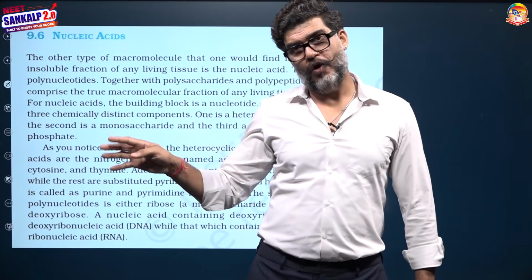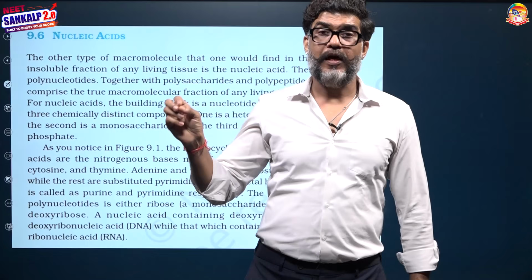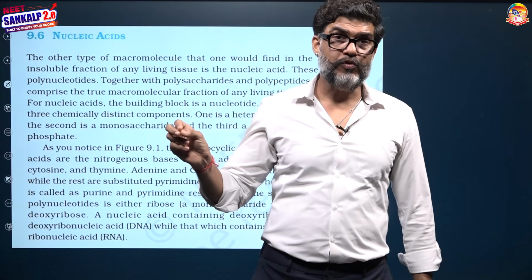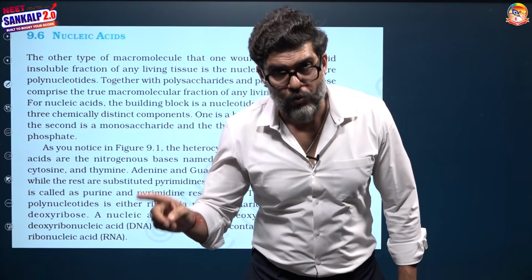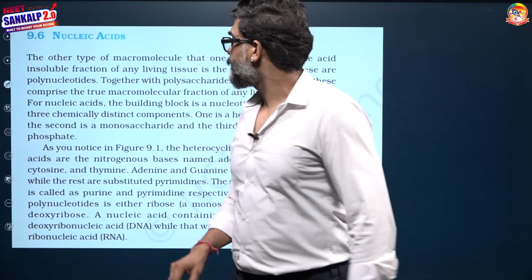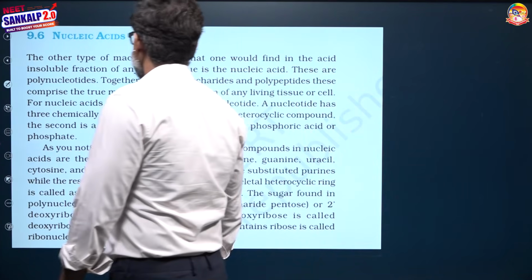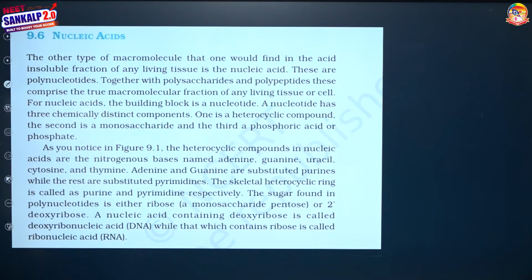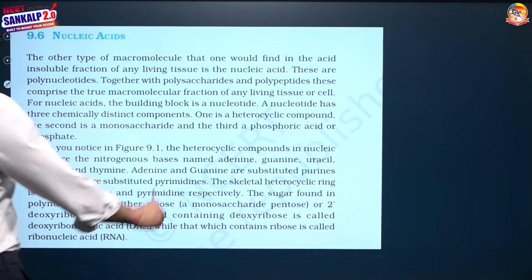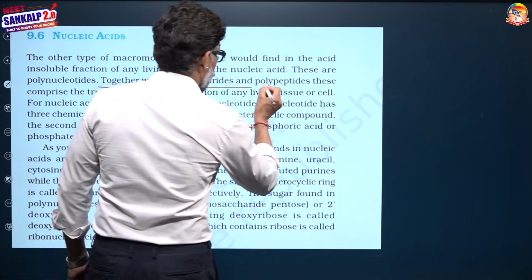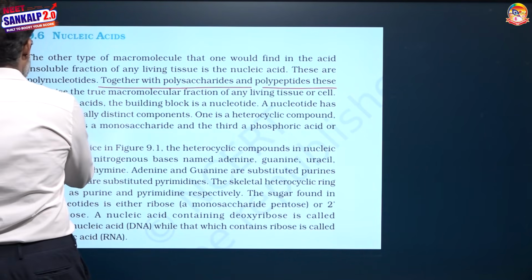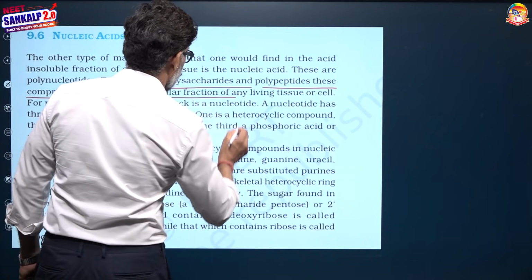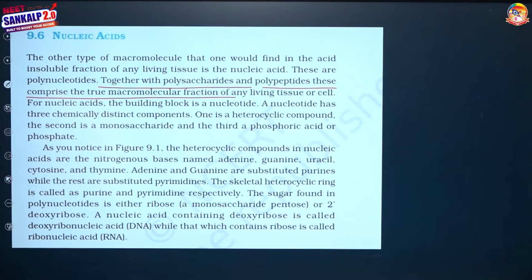Means 4 types of nucleotides are the constituent of nucleic acids. So nucleic acids are also heteropolymers. They are macromolecules found in the insoluble fraction. These are polynucleotides. Together with the polysaccharides and polypeptides, these comprise the true macromolecular fraction of any living tissue or cell.